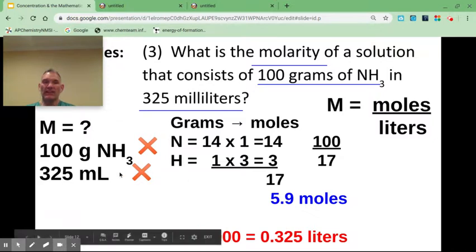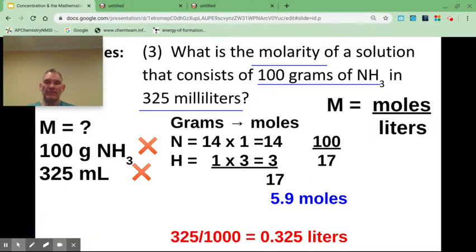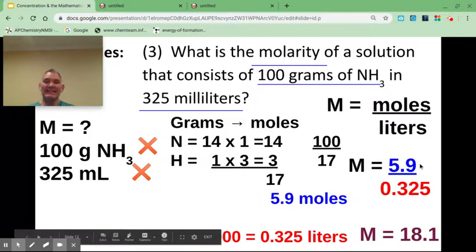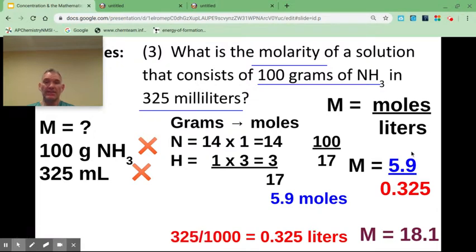Now again, that's for the moles. I also need to change milliliters. So all I got to do is take my 325 on the bottom, divide it by 1,000, and I get 0.325 liters. So now I have moles and I have liters. I can plug it in. So that's going to be 5.9 over 0.325. In this case, I'm getting 18.1. Okay, again, moles over liters. Again, this problem involved us changing 2 of the components. Again, these are the harder ones because it requires 2 extra steps.